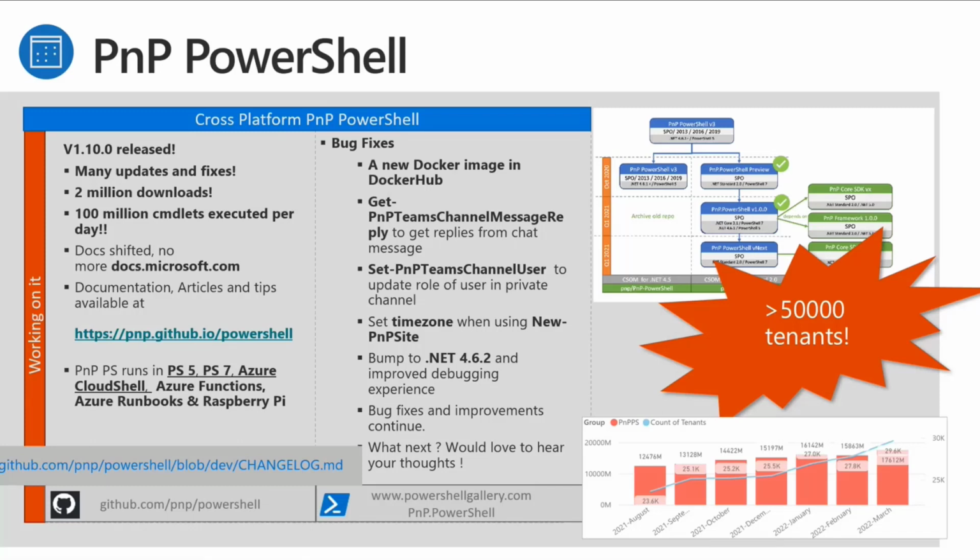We also bumped the .NET Framework version to 4.6.2 because the previous version got out of support. Besides that, bug fixes and improvements continue. If you would like to have anything else on the PnP PowerShell side of the house, please reach out to us and open an issue in the issue list. So, yep, that's all from my end.